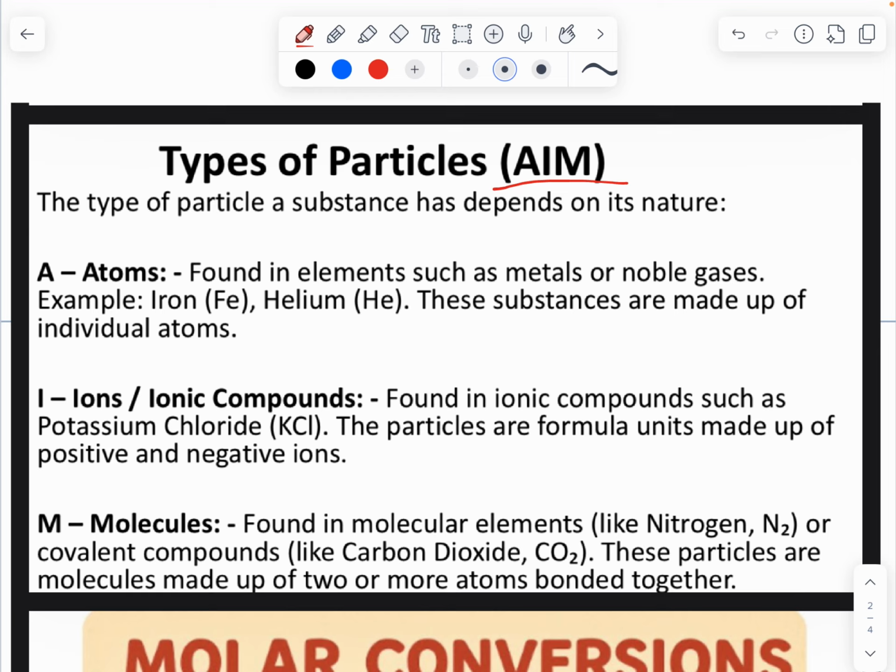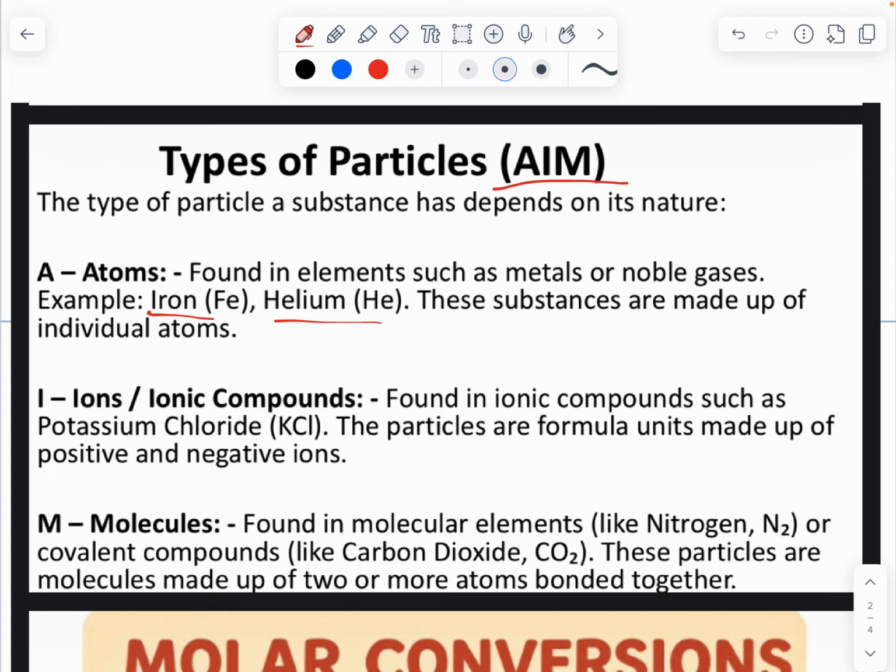For A, atoms, atoms are the elements that we find on the periodic table. So all the metals, the non-metals, the semi-metals, those are our atoms. Here are some examples: iron, helium, lead, hydrogen. All of those are examples of atoms. Once you see the word atoms, it's referring to particles.